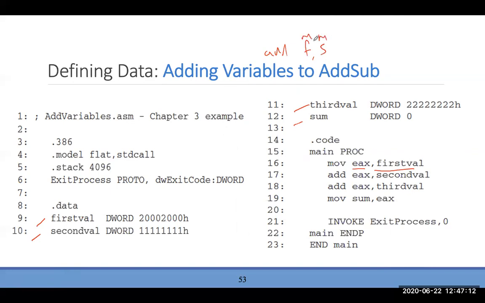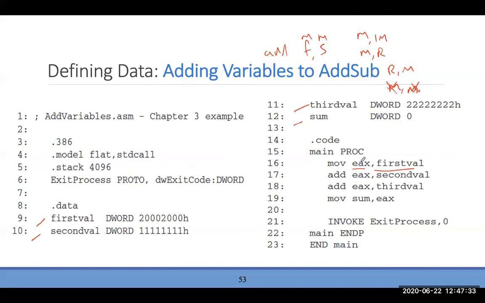We cannot add memory to memory. We can add immediate to memory. We can add register to memory. We can add memory to register. You see what I'm talking about? But we cannot do memory to memory. That's not allowed.